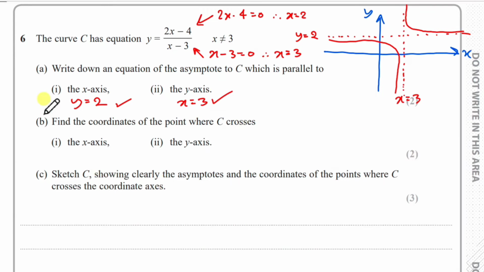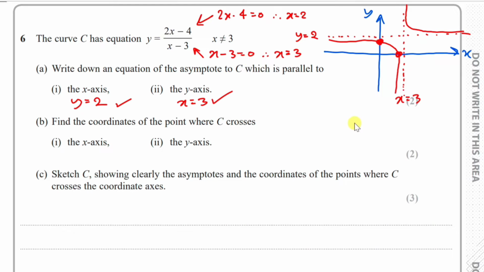Now for the next one, find the coordinates of the point where C crosses the x and y axis. So in other words, you're looking at this point here and this point here. An easy way to do this, guys, is to just ask yourself, what happens when you cross an axis? If you cross the x-axis, this means y equals 0. If you cross the y-axis, it means x equals 0. So we just have to solve like that.